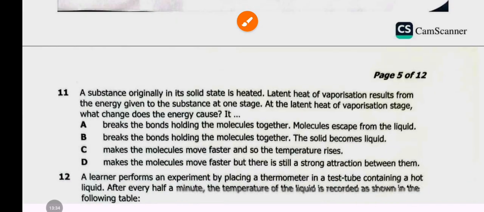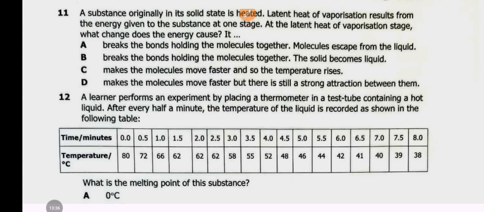Simple. Right. Question 11. A substance originally in its solid state is heated. Latent heat of vaporization results from the energy given to the substance at one stage. At the latent heat of vaporization state, what change does the energy cause?